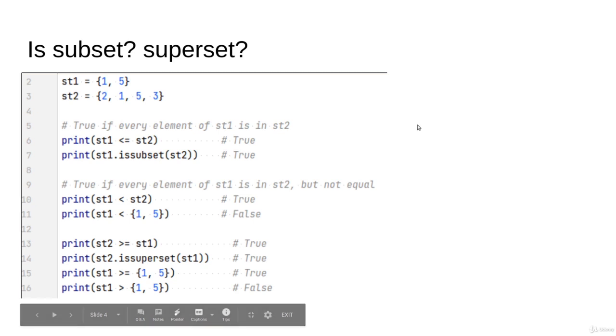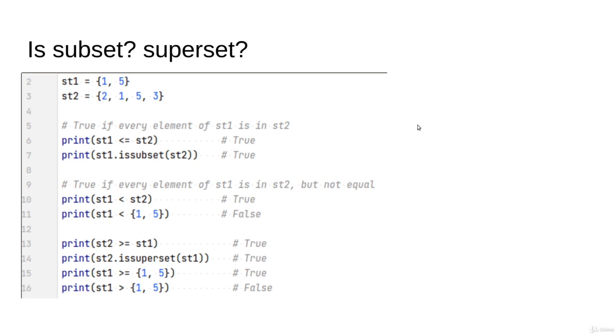There are also two handy methods about subsets, issubset and issuperset. If you have here set1 and set2, observe here set1 is a subset of set2 because 1 exists here and 5 exists here. Again, for simplicity, Python is providing you with the less than or equal. In a similar way, you can also use the less than only. The less than will check if every element in st1 is in st2, but they shouldn't be equal.